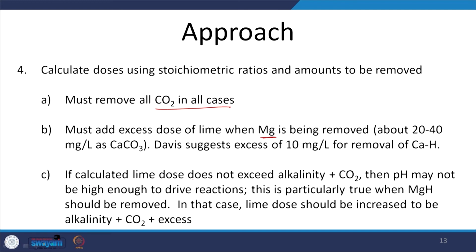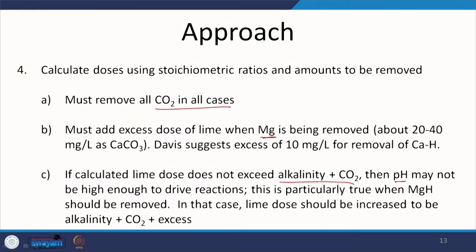And if the calculated lime dose does not exceed alkalinity plus CO2, then the pH may not be high enough to drive the reactions. That is one thing to keep in mind. If I am adding lime and all the lime is consumed by the alkalinity or the CO2, it is not increasing the pH. Then the pH might not be high enough to drive the reactions. This is true when magnesium carbonate hardness should be removed. In that case, the lime dose should be increased to alkalinity plus CO2 plus excess, let us say. So, that is something to keep in mind.